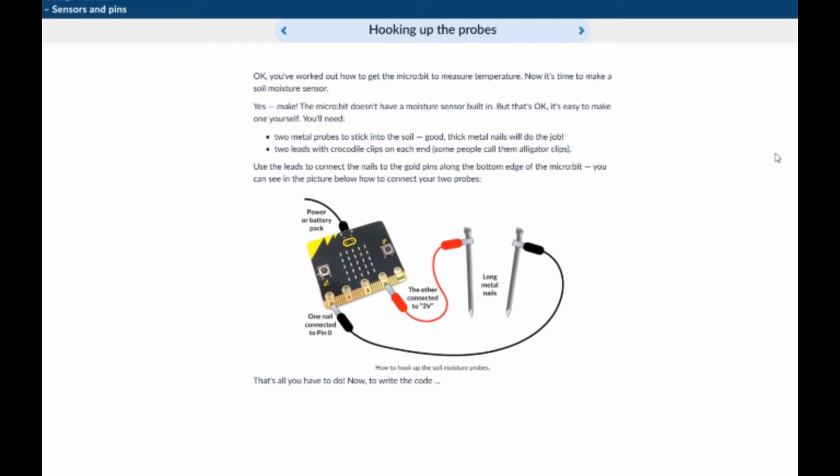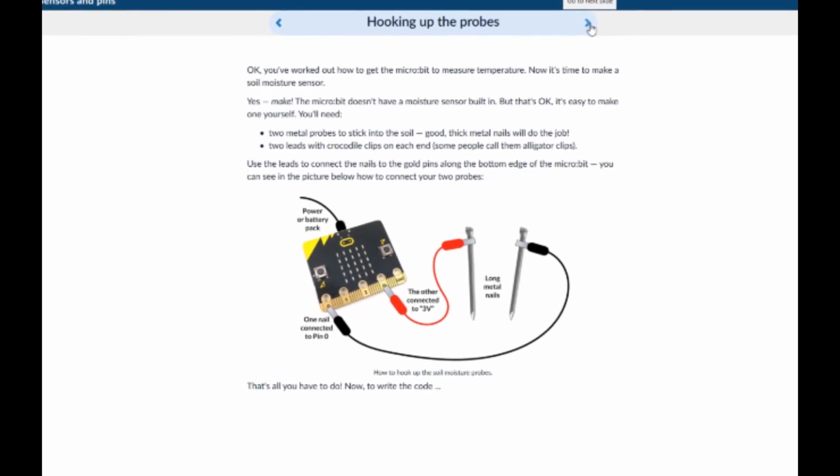Use the leads to connect the nails to the gold pins along the bottom edge of the microbit. You can see in the picture below how to connect your pins. So you've got pin 0, which is going to go to one nail, and then we've got the free volt, which is going to go to the other nail. That's all we need to do to get a soil moisture reading.